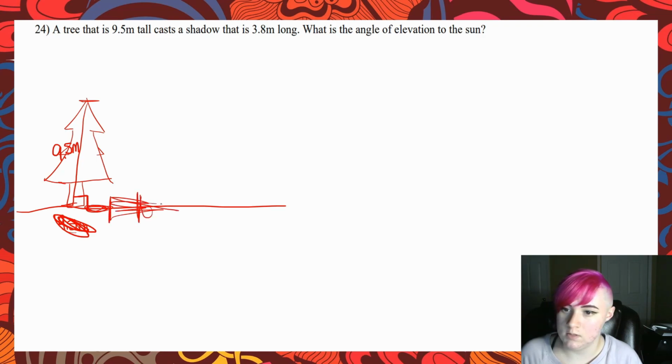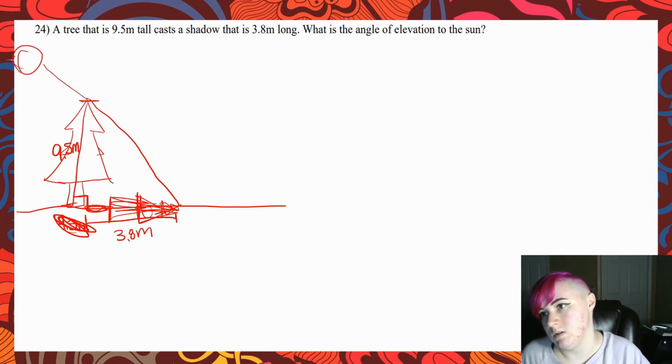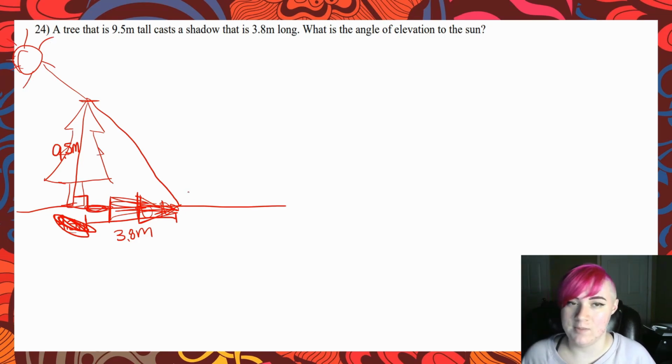That's kind of what it looks like. Okay, and that's going to be 3.8 meters long. And if we connect this, it's asking us what is the angle of elevation to the sun. So shadows are created by the sun, so you can go on up and see the sun up here. I'm an artist, I can't help it, guys. Sorry for my beautiful artwork. You're welcome.